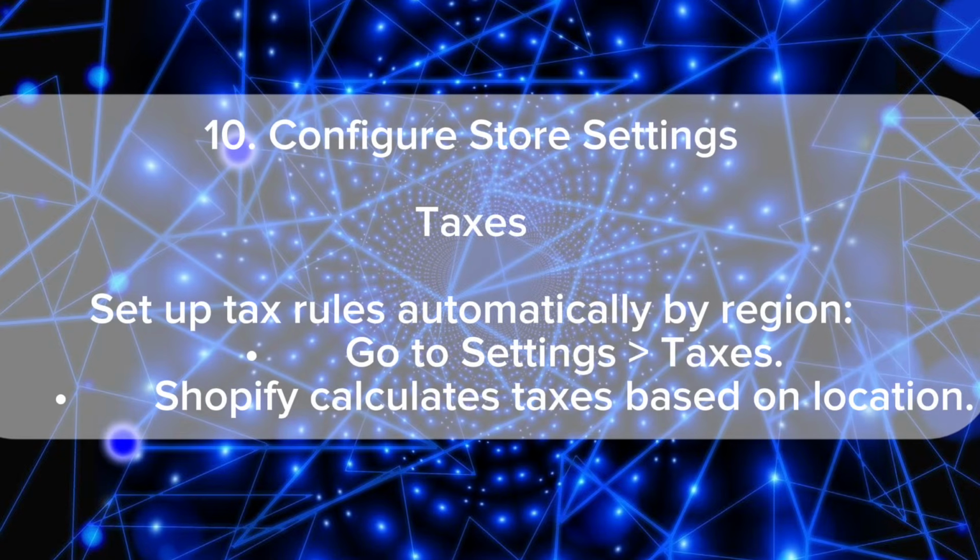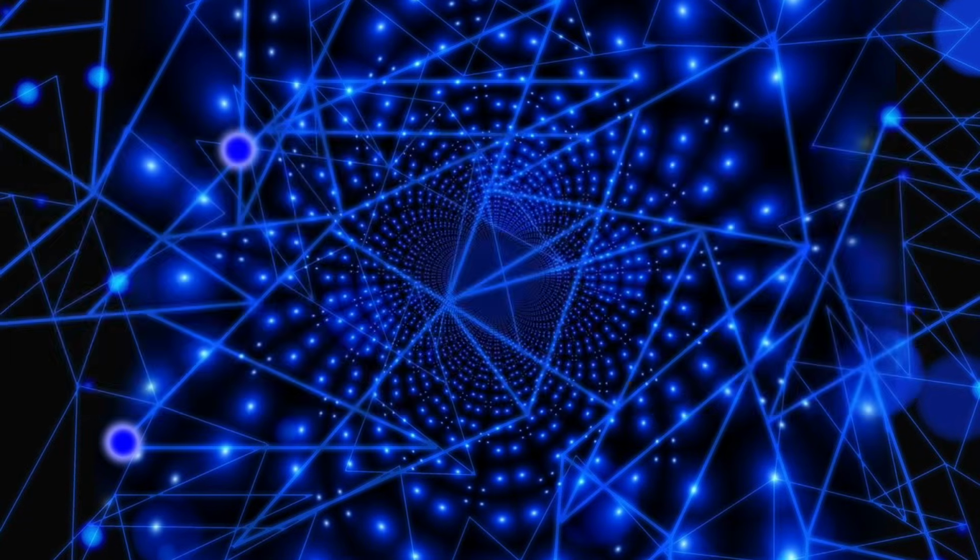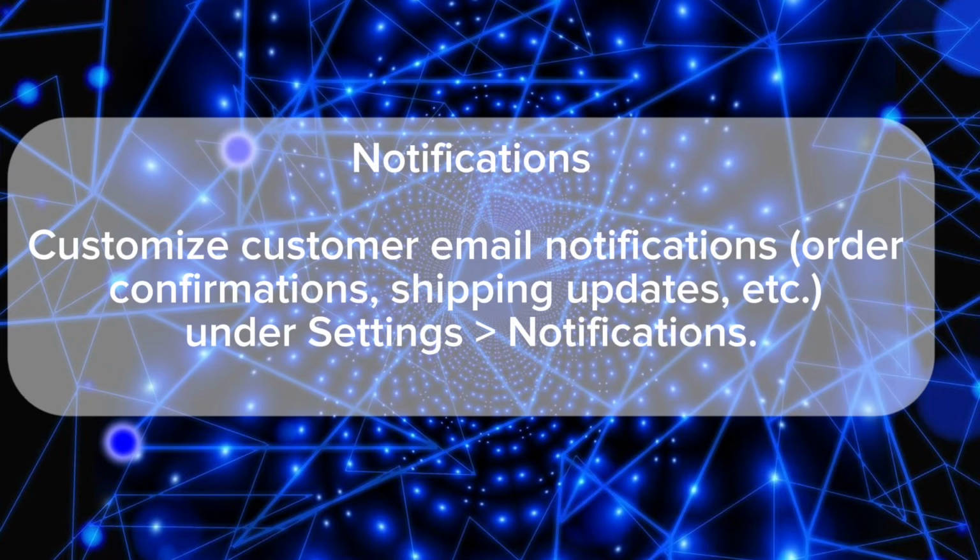10. Configure store settings. Taxes: set up tax rules automatically by region. Go to Settings > Taxes. Shopify calculates taxes based on location. Notifications: customize customer email notifications, order confirmations, shipping updates, etc., under Settings > Notifications.